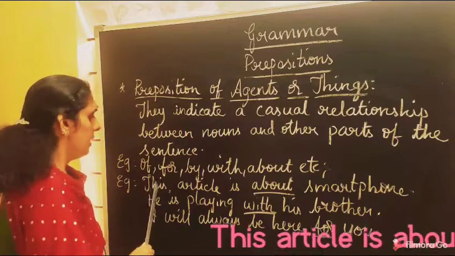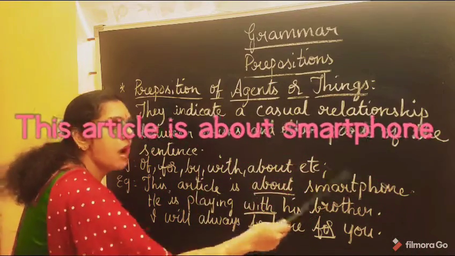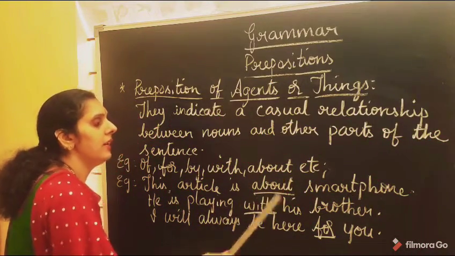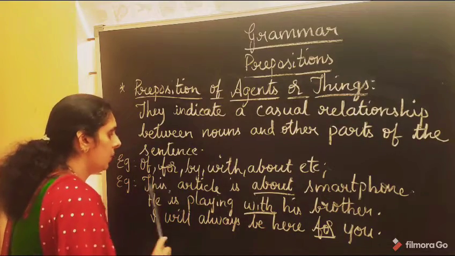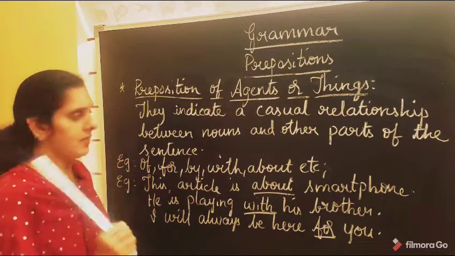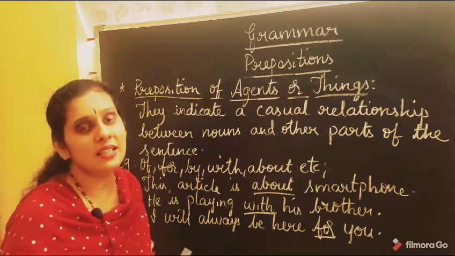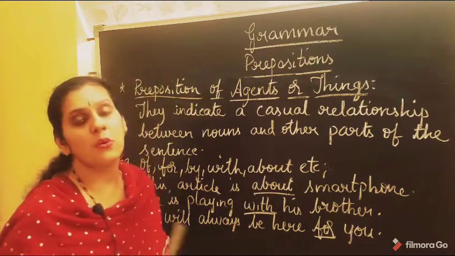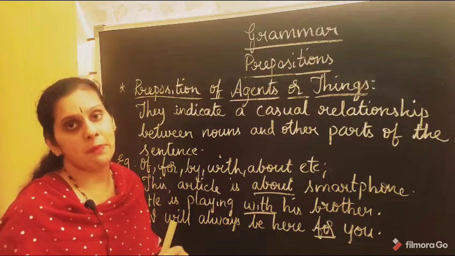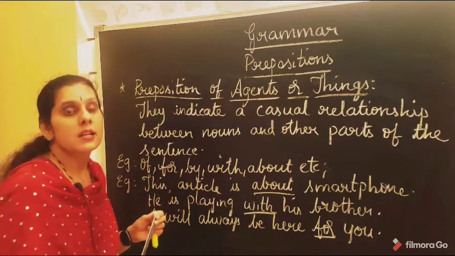See here now. This article is about smartphones. This word about is showing the relationship of smartphone with the other part of the sentence. About what is this article? About smartphones. So this one is the preposition of agent or things.